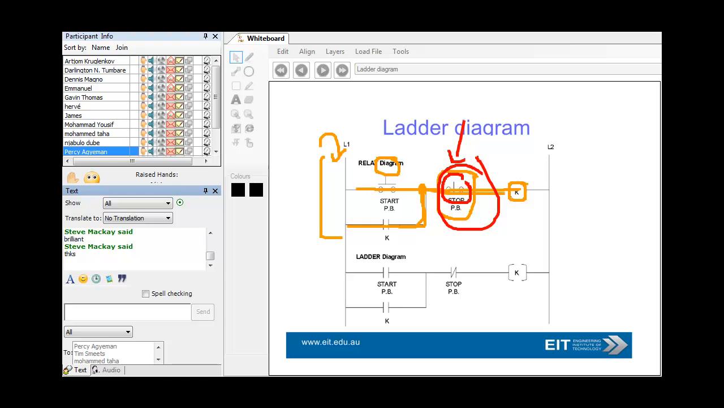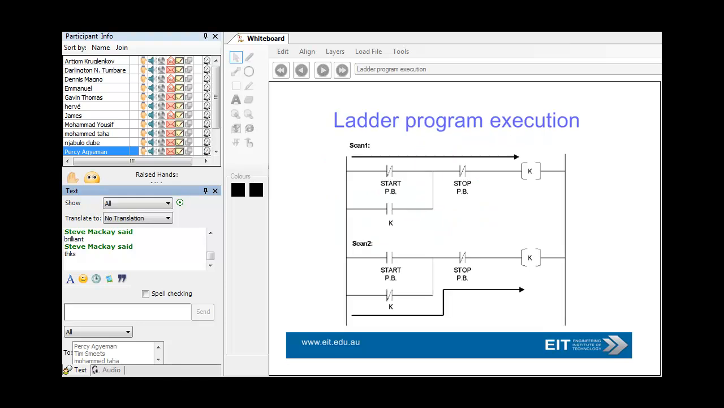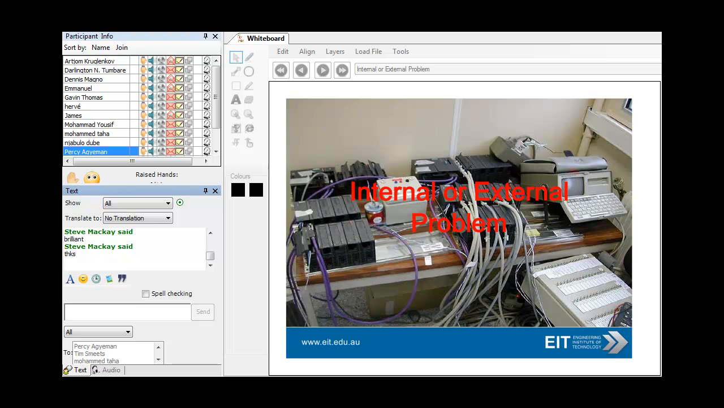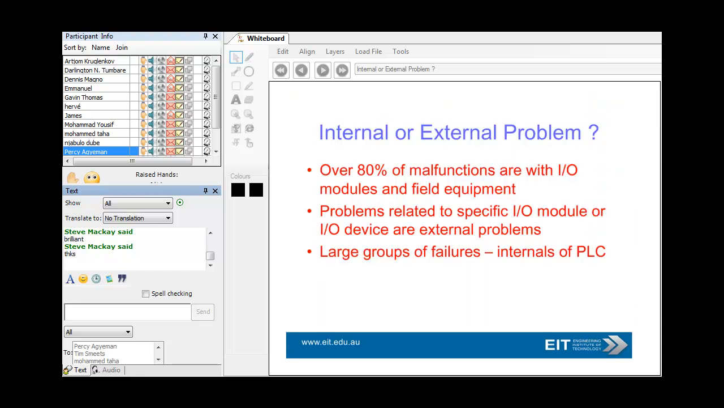Okay, so that's just a quick bit of logic there which is running. And here's a sort of typical example of the power flow. Tim has explained it more adequately. Now, internal, external problems. As you rightly pointed out, the programmer isn't generally the problem. It is your external situation that is the problem. That's what obviously we're going to watch out for. So about 80% of malfunctions, and this is from a reputable American magazine, I reckon 80% are to do with I/O modules.